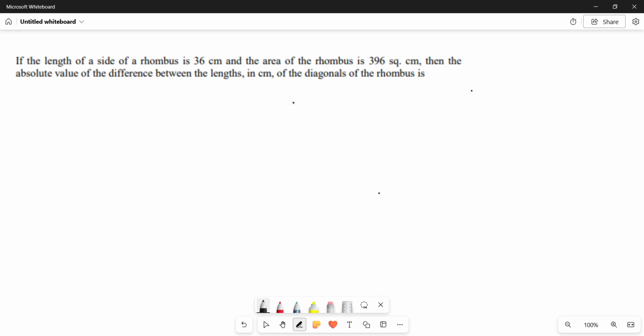Hello all, welcome back. Today we'll go through a problem related to geometry. This question also appeared in CAT 25. So let's go to the question.